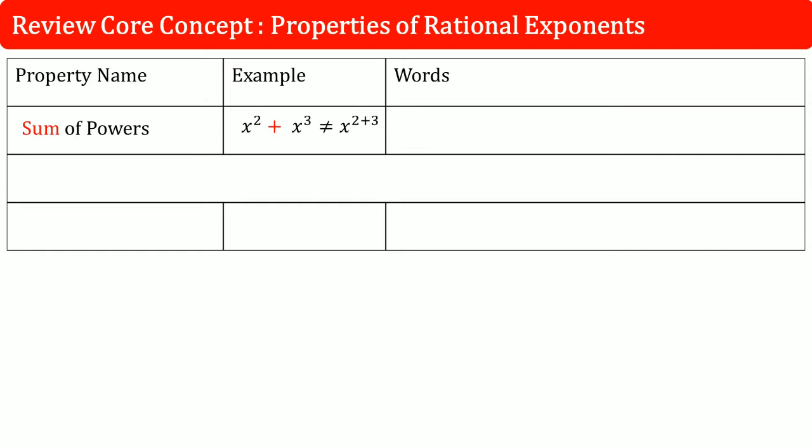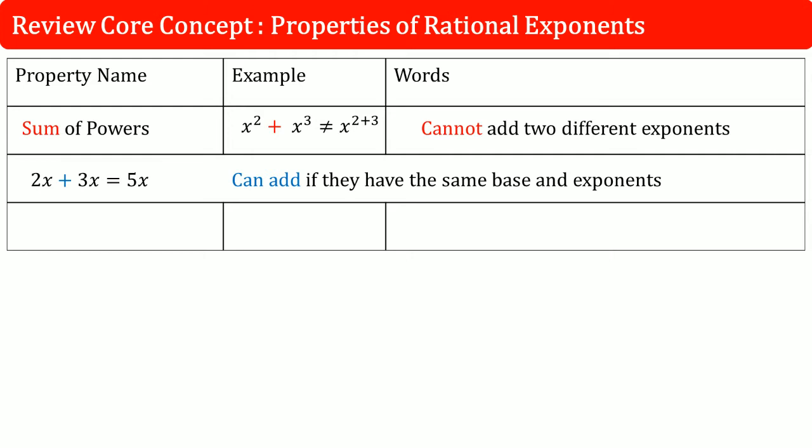What we have here is the sum of power, x squared plus x cubed. Notice you cannot add two different exponents. This is an exponent of 2 and an exponent of 3. You cannot add two different exponents. What you can do is add them if they have the same base and the same exponent. Here you have 2x and you have 3x. Together they make 5x.